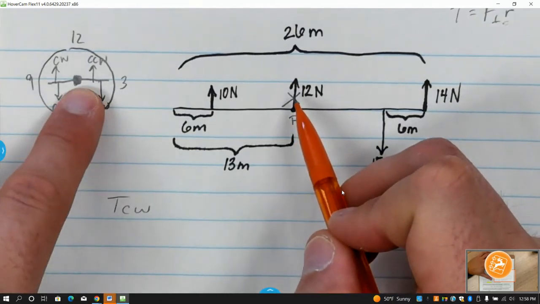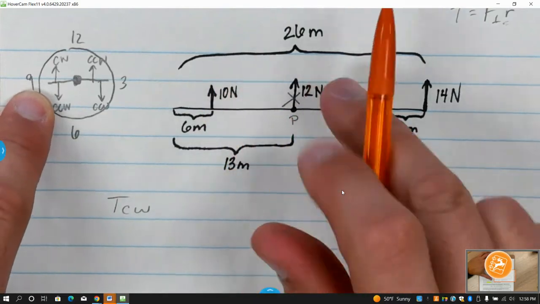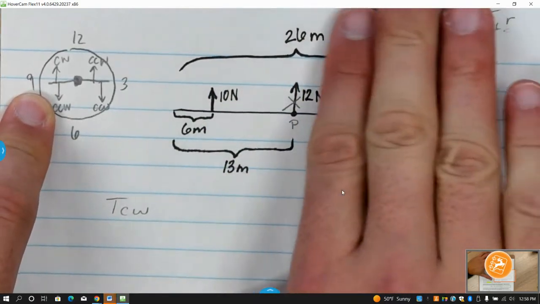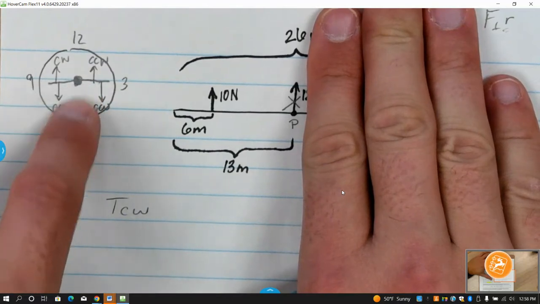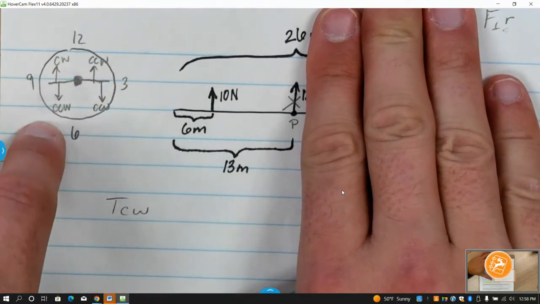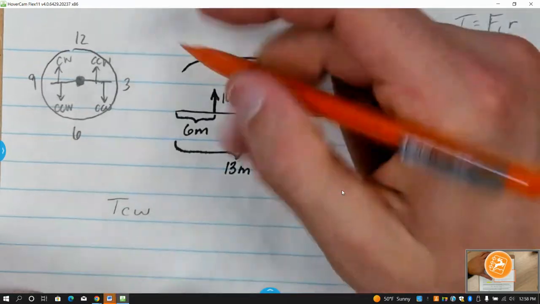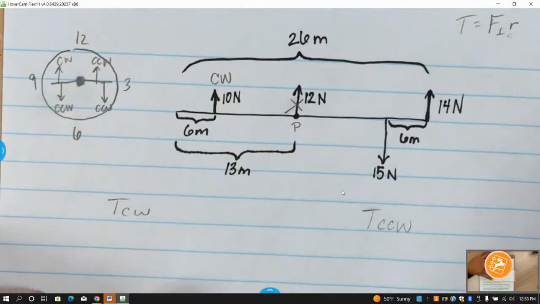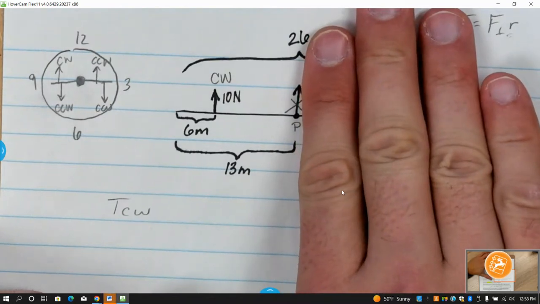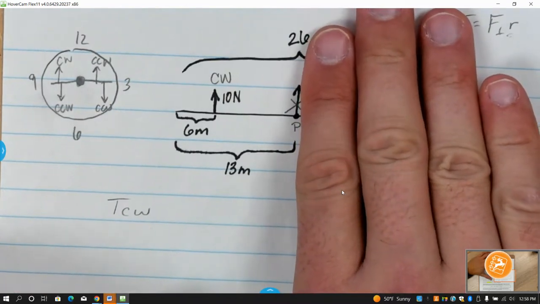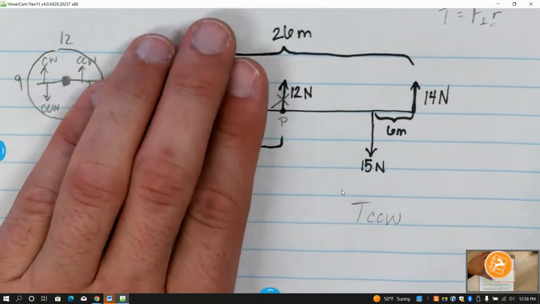So let's start. Go to the pivot point. If this is my pivot point and I go to the left, it's like 9 o'clock. I'm going to pretend like all this half isn't here for a second. Pivot point, going out to the left. An up arrow is clockwise or counterclockwise? Clockwise. So I'm going to write a CW above that. Are there any other forces on this half? Nope. Cool.